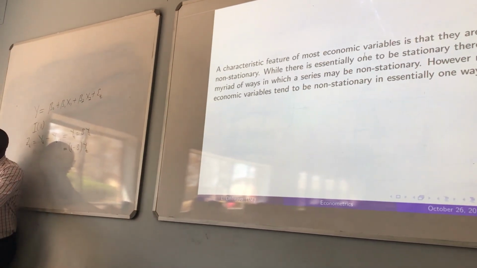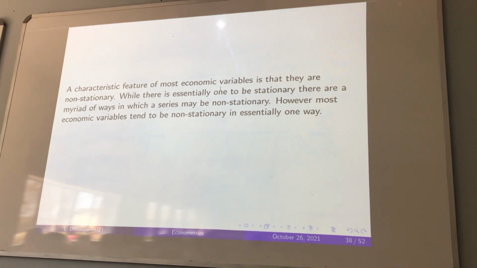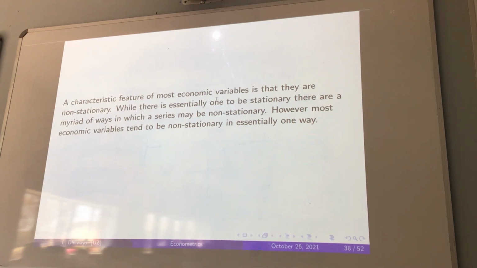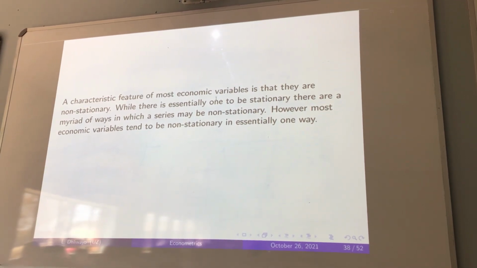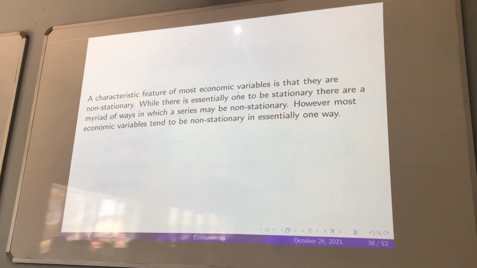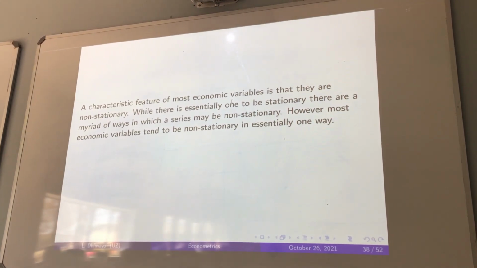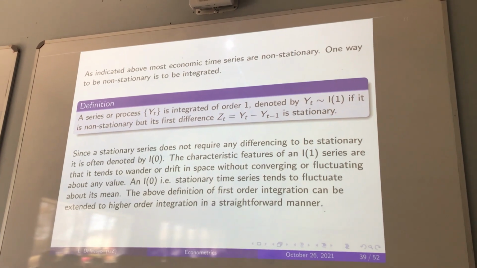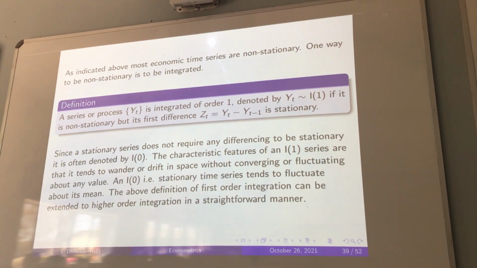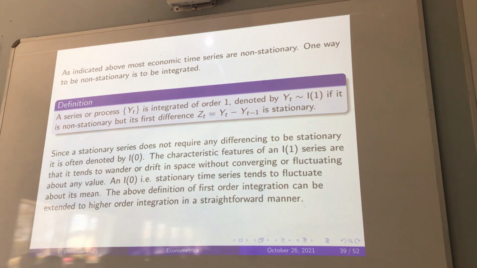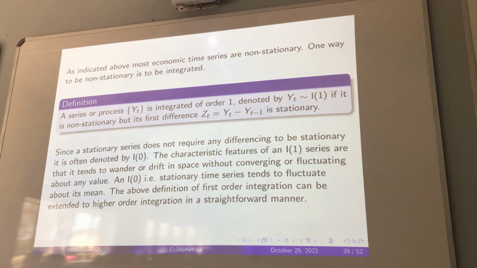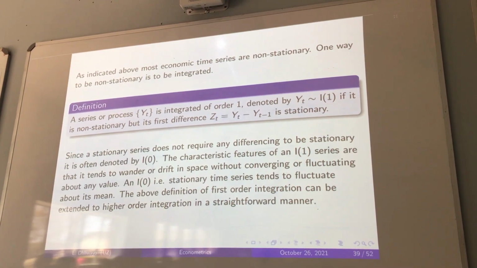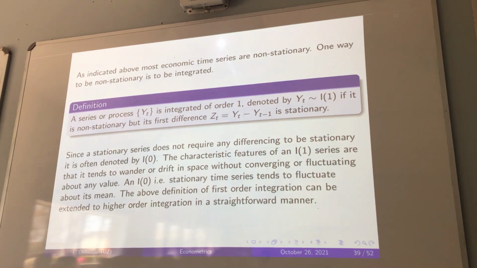While there is essentially one way for a series to be stationary, there are a myriad of ways in which a series may be non-stationary. However, most economic variables tend to be non-stationary in essentially one way. Okay? We're talking about stationarity here. Now, definition. A series or a process Yt is integrated of order 1, denoted Yt is I(1), if it is non-stationary, but its first difference is stationary.